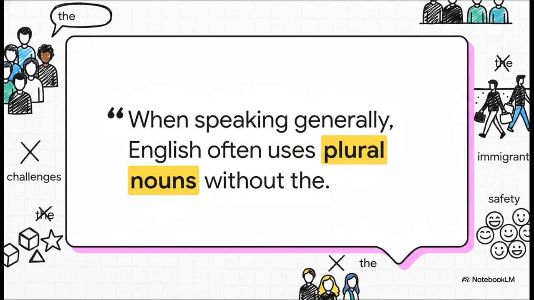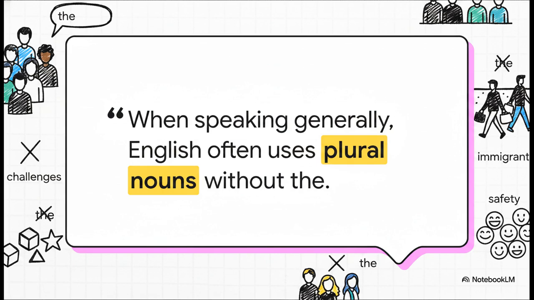And this next point highlights our third priority brilliantly: articles. There is a hugely important rule in English that trips up almost every single advanced learner. When speaking generally, English often uses plural nouns without the word "the." So instead of saying, "The people want safety," a native speaker simply says, "People want safety."